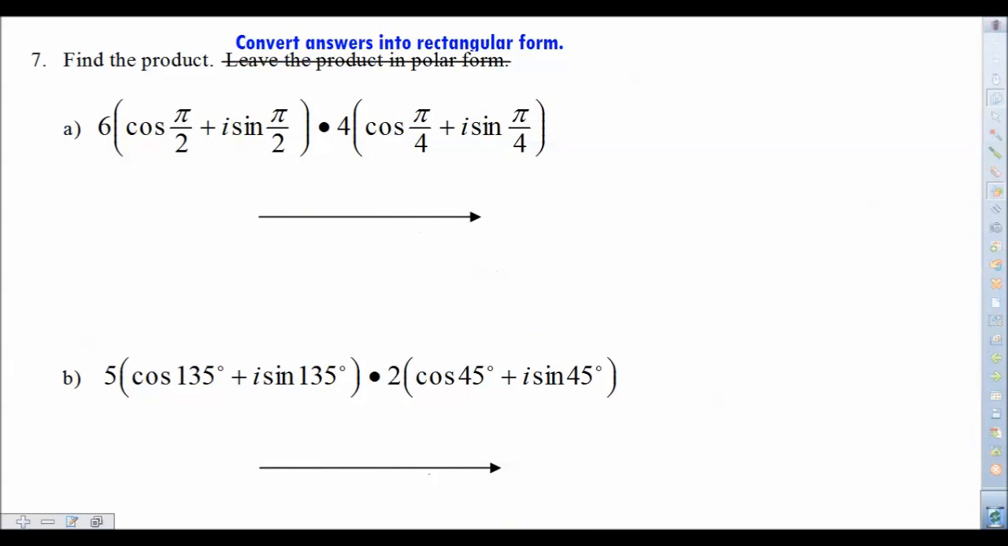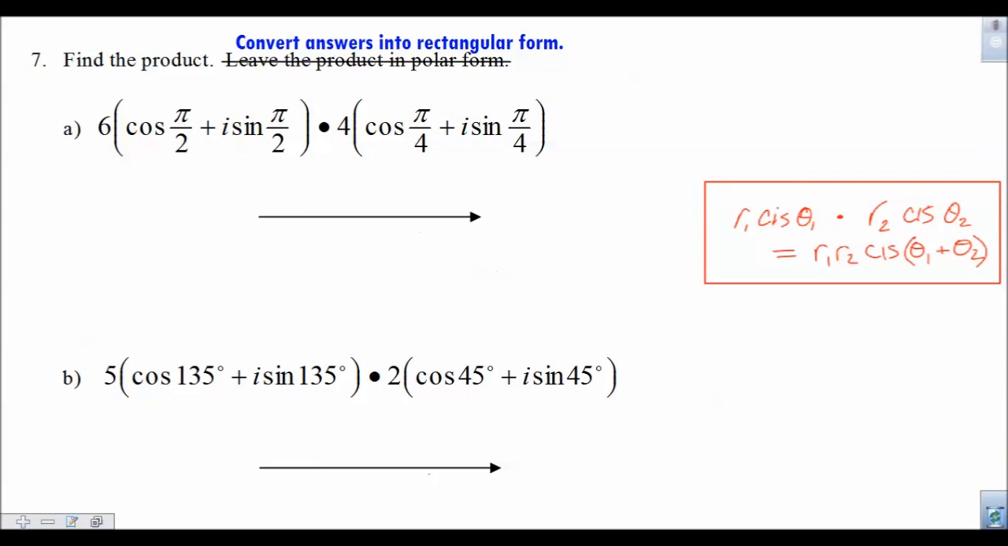All right, now question number 7. Now we're asking you to find the product when you multiply two numbers in polar form. I'm probably not going to have you guys leave it in polar form. We talked about this in class. I'm probably going to have you convert it to rectangular form. So to do that, keep in mind the product formula, which quite simply put is we multiply our r's together and we add our thetas up.